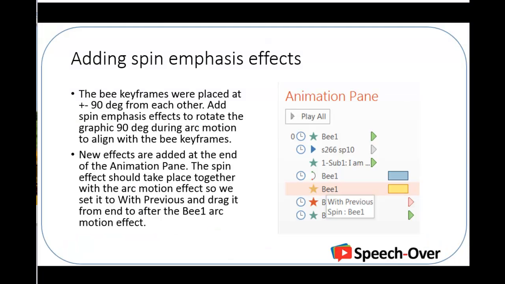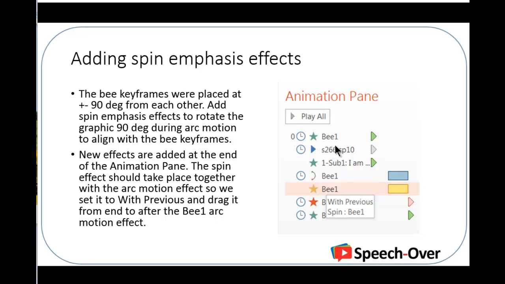Now we'll add the spin emphasis effects. The B keyframes were placed at plus minus 90 degrees, so we need to add the spin emphasis to rotate the graphic 90 degrees during the arc motion to align with the B keyframes. When we add the spin, it appears at the end of the animation pane. The spin effect should take place together with the motion, so we set it to with previous and drag it from the end to after the B arc motion effect.